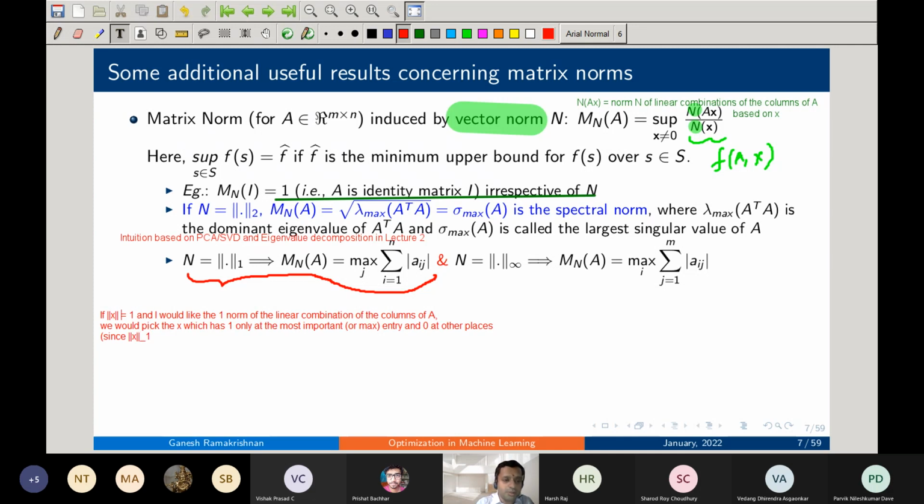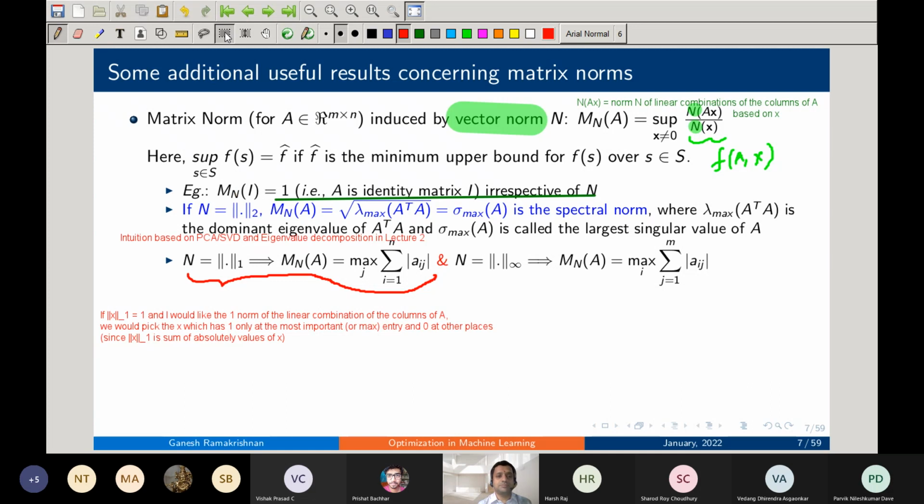Let me just put this one norm here. It is the sum of absolute values, unlike the 2 norm, which is the square root of the sum of the squares, right? So where should that peak be? We are saying that peak should be in that column whose one norm is the highest.